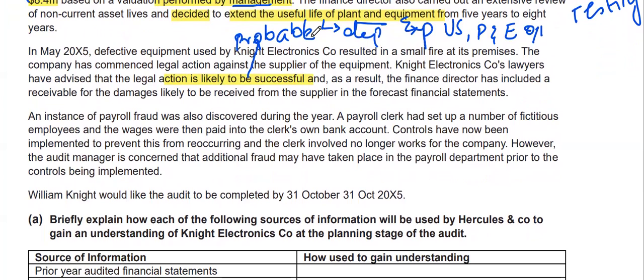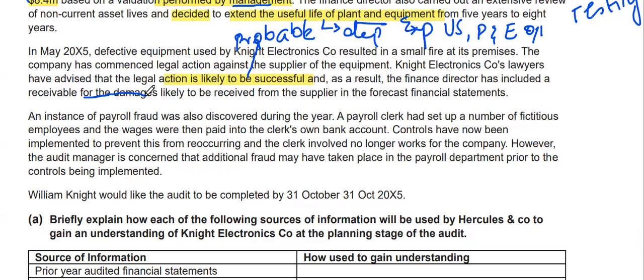So there's a probability that they will get the price of that equipment from the supplier, as the equipment was faulty. As a result, the finance director has included a receivable for the damages likely to be received from the supplier in the forecasted financial statements. Guys, tell me, according to IAS 37, provisions, contingent liabilities, and contingent assets, this is a contingent asset, right? The outcome of the legal action is not yet announced. This is only likely to be successful, and it's only probable. Should the contingent asset which is receivable be recognized in the financial statements? Yes or no? No, it shouldn't be recognized.